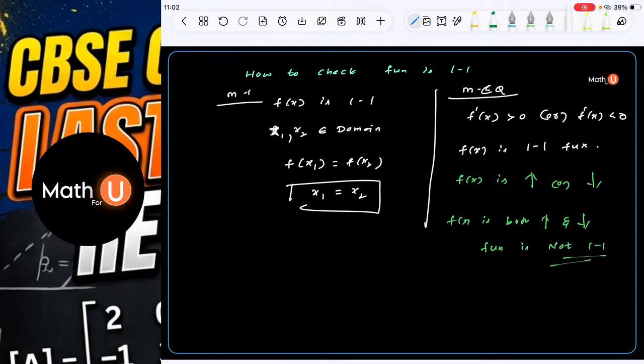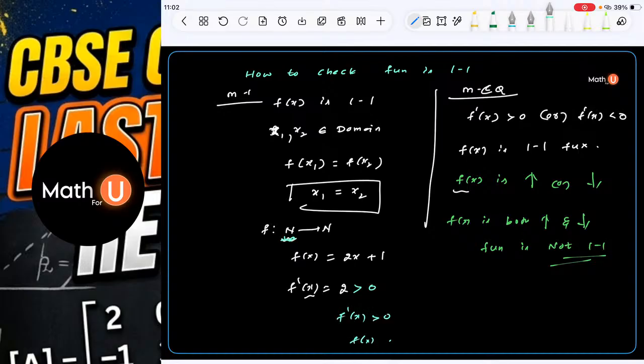You should remember this. For example, if f is a mapping from natural numbers to natural numbers, f of x is equal to 2x plus 1. If we find the derivative of this function, we get 2. You can substitute any x value belonging to natural numbers, and it is always greater than 0. That means f dash of x is greater than 0, so f of x is an increasing function. If the function is increasing, we can conclude that the function is one-one.